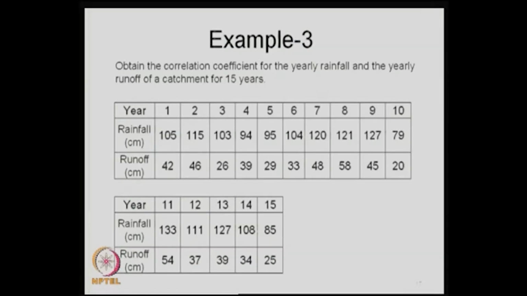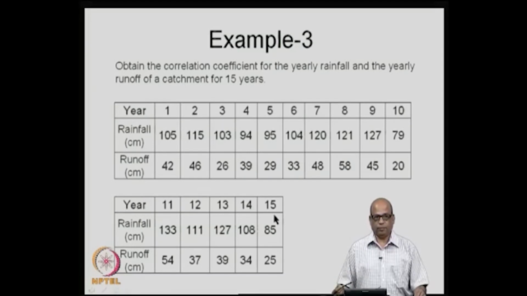Let us do a simple example now. Let us say you have rainfall at a particular location and the associated runoff. We have 15 observed values, maybe 15 years of observed values. The rainfall values are in centimeters and the runoff values are also in centimeters. This runoff that we are talking about is in fact generated by this rainfall. So, in the first year you have 105 centimeters of rainfall, that has generated 42 centimeters of runoff and so on. Now, we are trying to see what is the relationship, what is the dependence of runoff on rainfall.